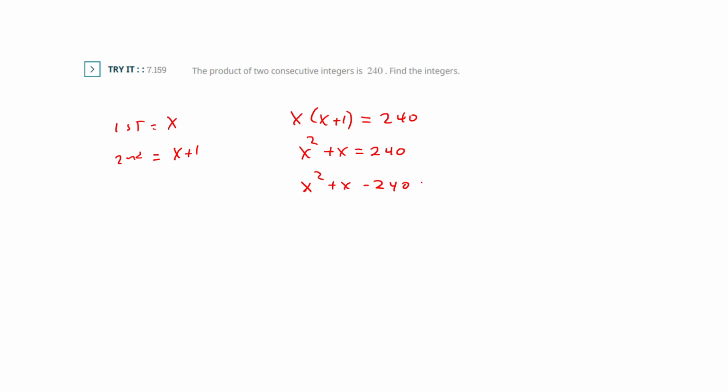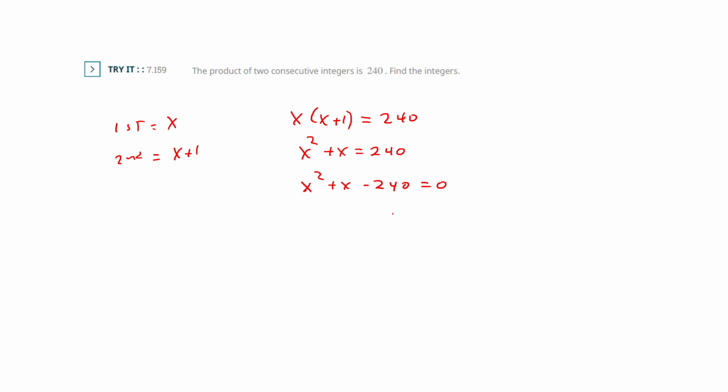Okay, let's try this again. So I'm going to have my first number and my second. Now the dictionary for consecutive integers is always going to be the same. It's going to be x and x plus 1. We are multiplying these two guys together, and it tells us it is 240. So I'm going to FOIL this out. I get x squared plus x equals 240. Now I need this to be 0. I can't solve it, so I'm going to send the 240 to the other side.